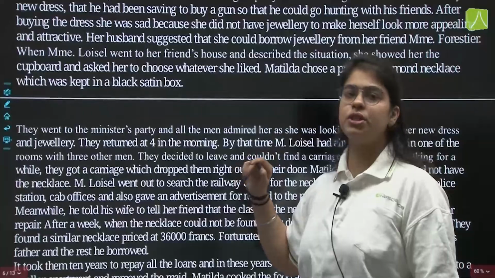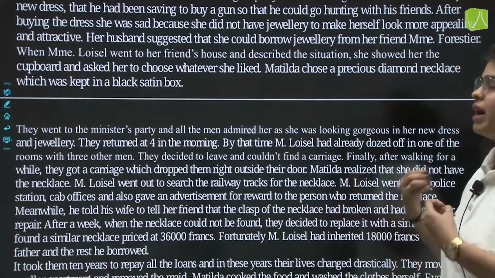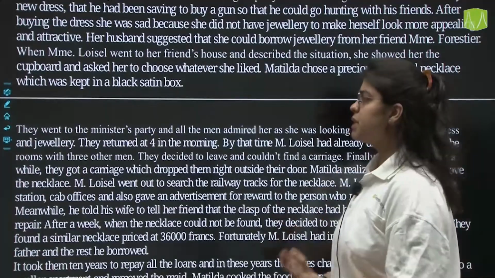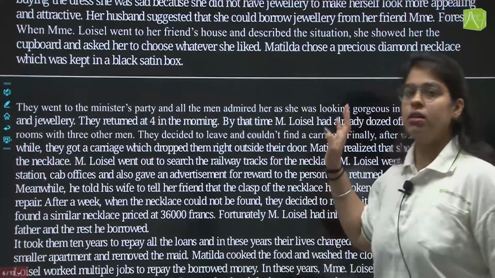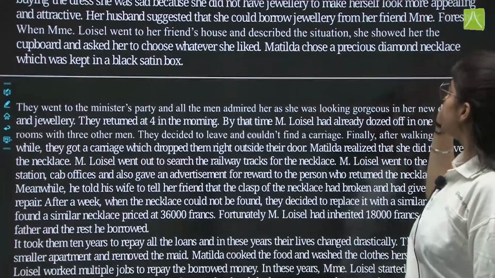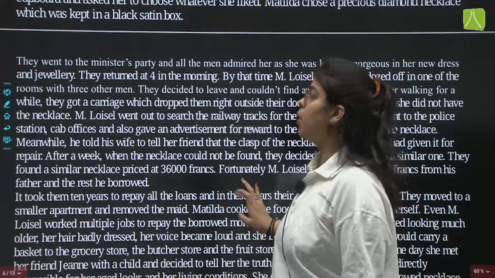So Madame Forestier was kind enough to help her friend, and she did not say even a word like, why are you picking up my jewelry, or why don't you purchase one for yourself. She was kind enough. So she asked her to choose whatever Madame Loisel wanted and liked. So Matilda chose a precious diamond necklace which was kept in a black satin box.